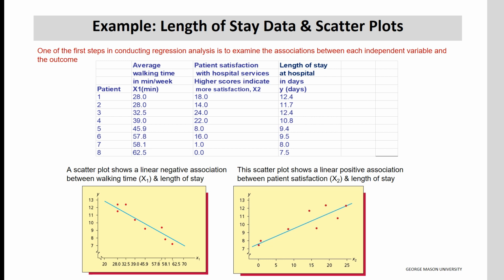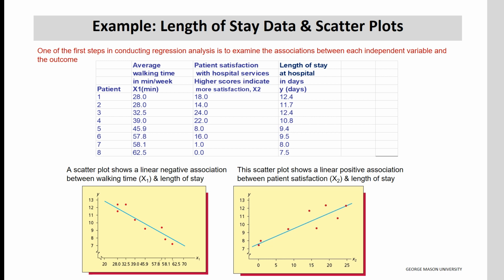Again, data were collected on 8 patients. And you can see here that the average walk-in time is for the entire week. So for instance, in 1 week, patient 1 walked on average 28 minutes and reported a value of 18 for satisfaction with hospital services. Again, the higher the scores for this variable indicate more satisfaction.